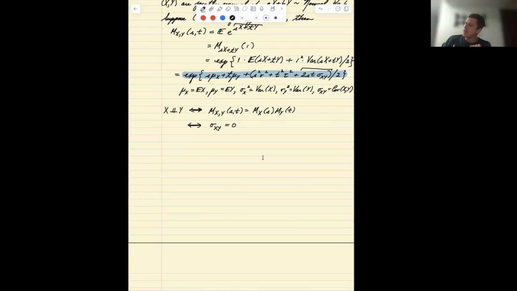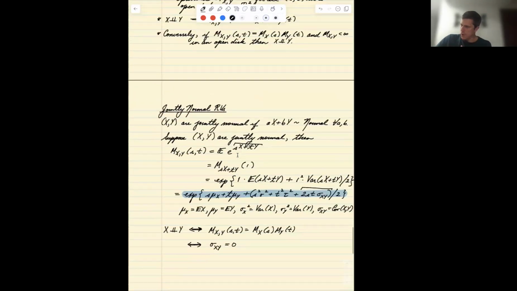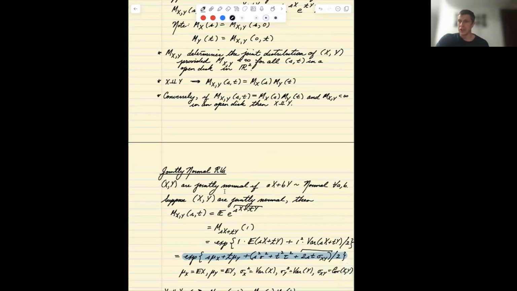It's easy to show that if two random variables are independent, they have a covariance of 0. It's not true in general that if two random variables have covariance 0 then they're independent, but it is true for the normal distribution, and we show it using the joint moment generating function and appealing to the uniqueness theorem.